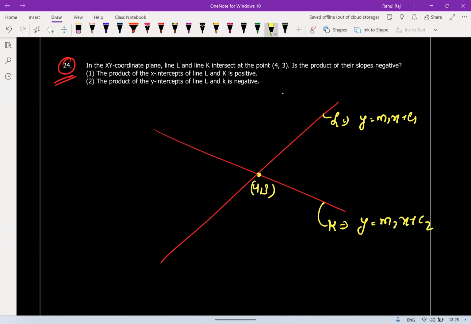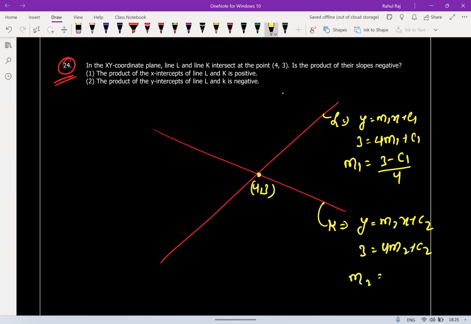Now they intersect at point (4, 3). If they intersect at (4, 3), can I say point (4, 3) will lie on both lines? If it lies on both lines, it should satisfy both equations. Which is, this is nothing but 3 is equal to 4m1 plus c1, and here 3 is equal to 4m2 plus c2. What is my question being asked? Is the product of the slopes negative? What is m1? m1 is equal to (3 minus c1) by 4.